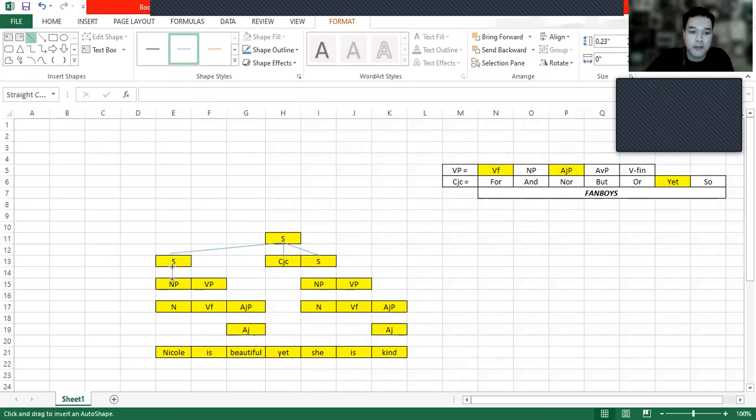Okay, sentence contains noun phrase and verb phrase. Noun phrase is this one. This is subject, and Nicole acted as a subject. And then verb phrase contains verb finite and adjective phrase. Then there's adjective, beautiful. There's coordinate conjunction yet. There is sentence again, which contains a noun phrase, same as the previous clause.